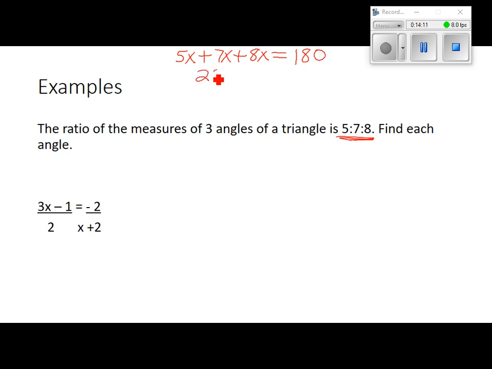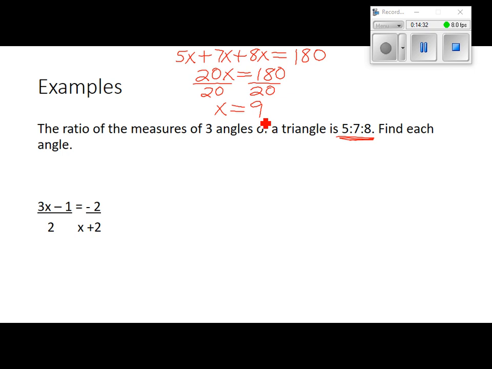So 20x equals 180. Now what? Divide by 20. What's that leave us with? So x equals 9. Is that our answer?